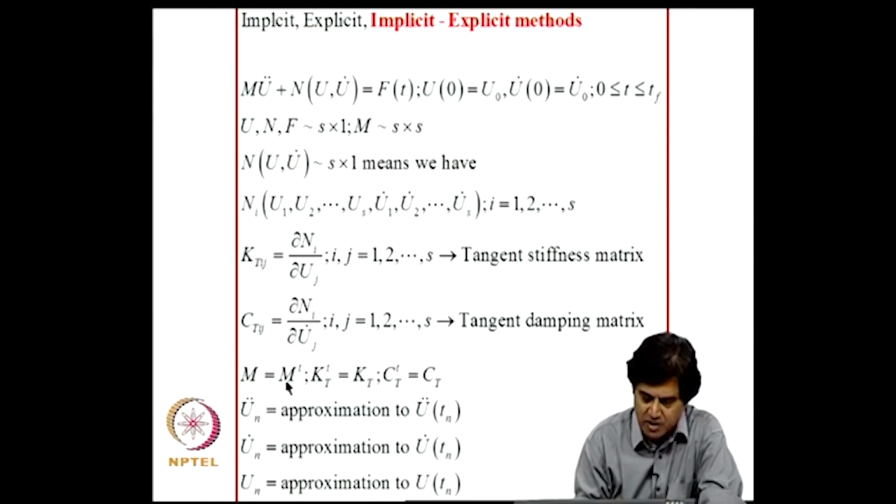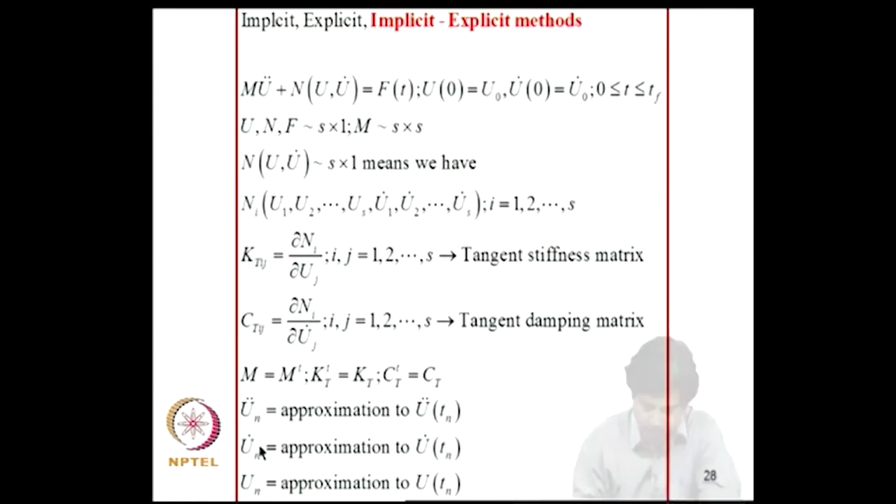Now, we can see that the mass matrix is symmetric, and the tangent stiffness and tangent damping matrices are also symmetric. Now, we denote by un double dot, un dot and un the approximations to u double dot of Tn, u dot of Tn and u of Tn respectively. So, the exact values are not known, these are the approximations.